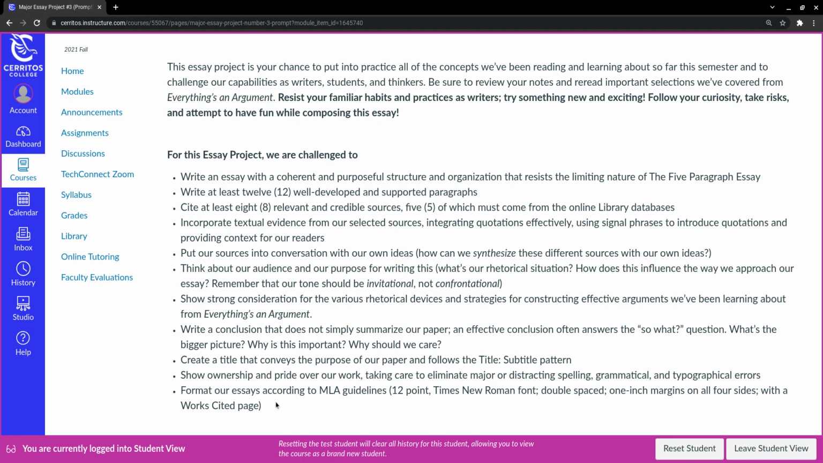We're challenged to format our essays according to MLA guidelines. So that means 12-point Times New Roman font, double-spaced the entire document, so there's no extra spaces between anything. It's just an entire document that is double-spaced, with 1-inch margins on all 4 sides. And we want to make sure that we have a properly formatted works cited page. This is especially important in this essay project because we're going to be working with at least 8 sources. So we want to make sure that we are including the publication information for those sources in our works cited page.